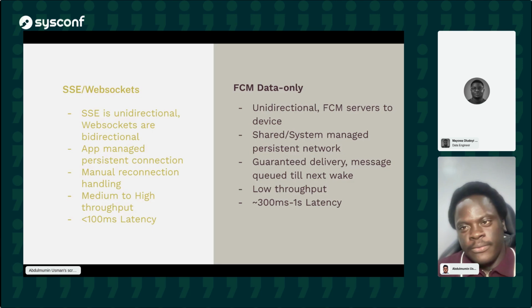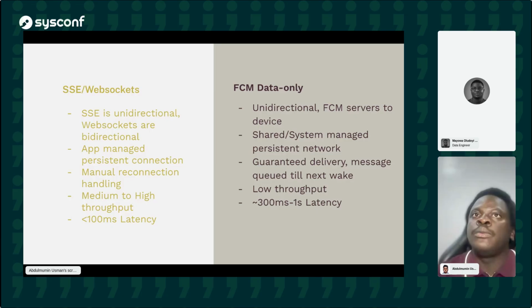So for our use case in the journey that we went through, what we needed was just something unidirectional, just one direction from the server to the client, and that's what SSE can give you. WebSockets are bi-directional, but one way FCM stands out is that, if you go back to our point on that, we are really concerned about simplicity and resource.